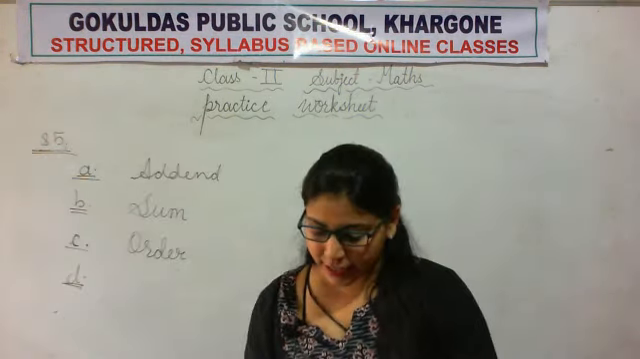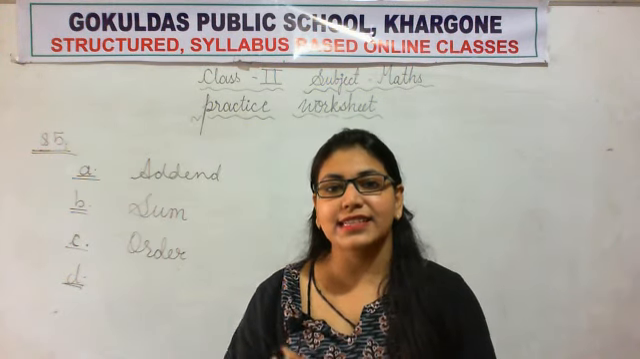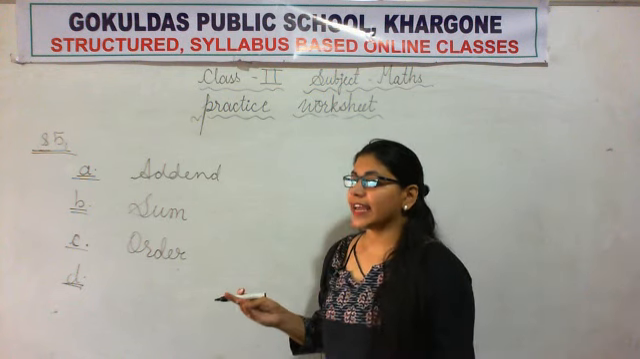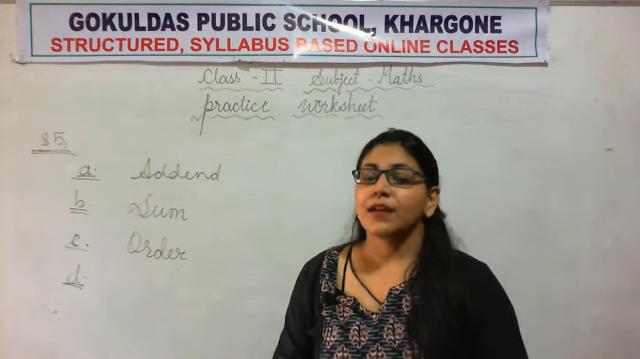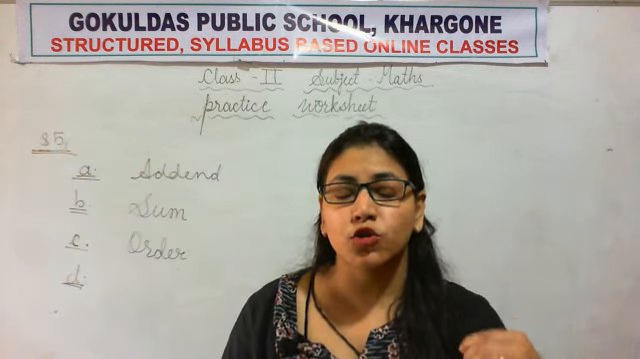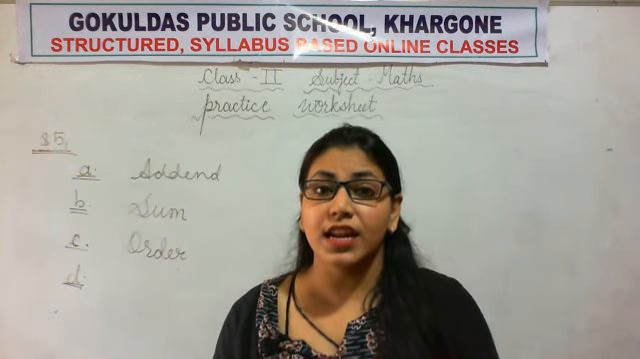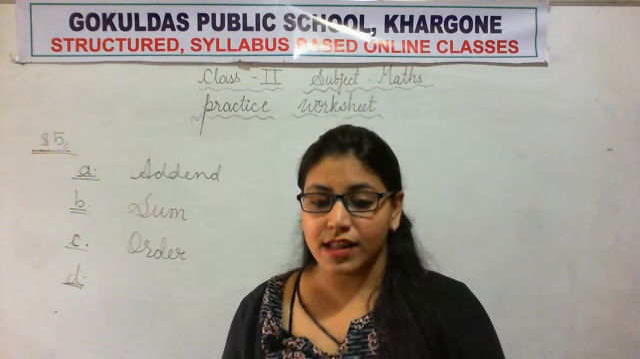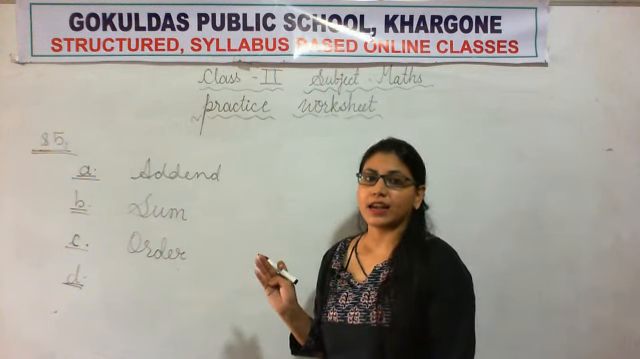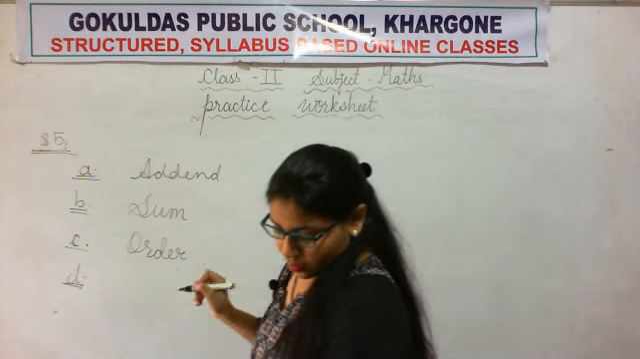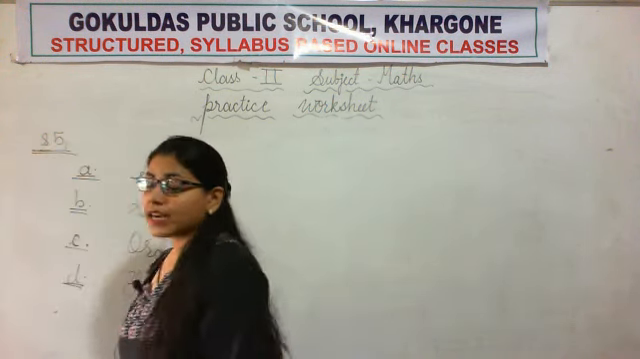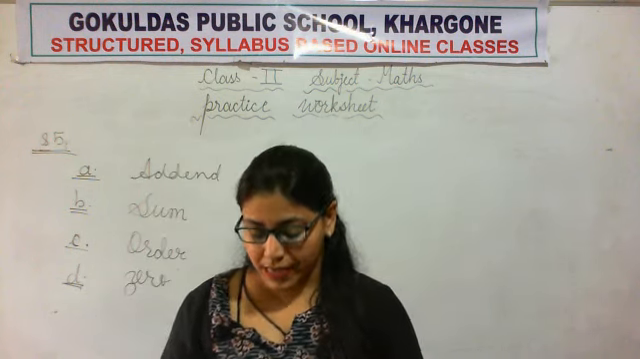If zero is added to any number, the answer remains the same. Remember the zero property. I keep telling properties again and again because if you listen to all the properties so many times, you will learn them. By listening only, you can learn. So the answer of D is 0. If 0 is added to any number, the answer will remain the same.